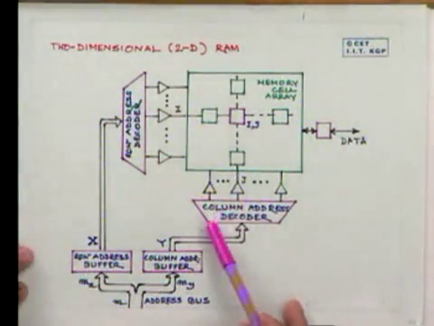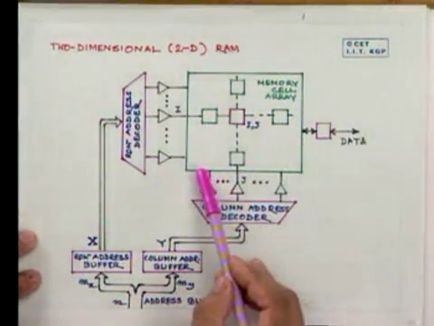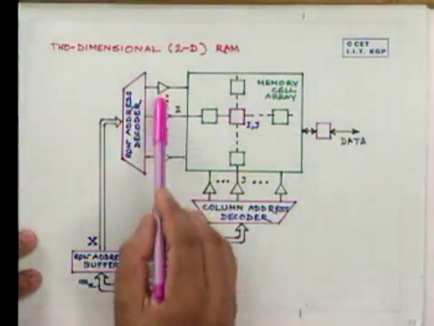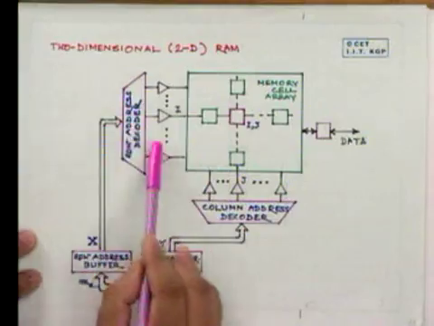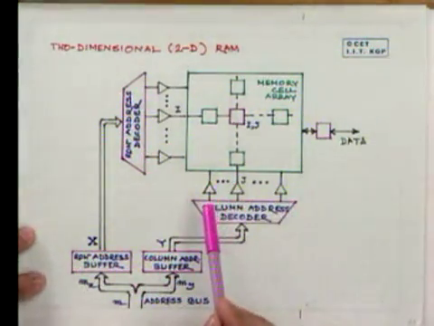Now you can see immediately that in the case of a two-dimensional RAM, the number of lines here, either from the row address decoder or from the column address decoder, reduces.